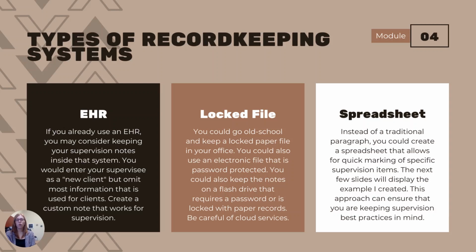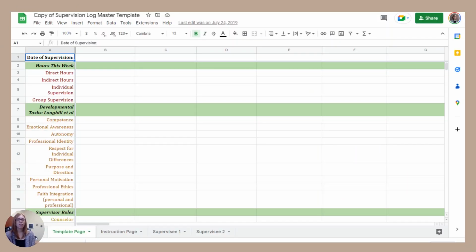Another option, and I'm going to show you one of the things that I've done, is keeping notes inside a spreadsheet. Again, you can keep this on a flash drive, an Excel file that you just update, and I'll show you some screenshots in a second. Instead of a traditional paragraph type of note, it allows some quick check boxes. You could create a supervisory note in an EHR that also had some check boxes as well, but I created this spreadsheet idea as a way for me to track very specific things. So let me show you that. Again, any of these things you could include in a custom note in an EHR as well.